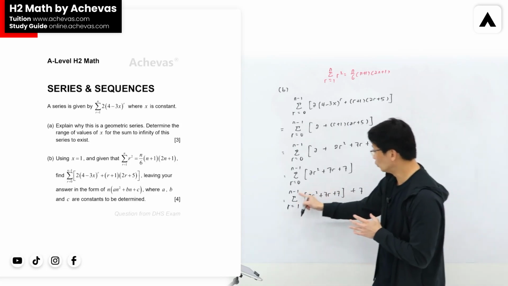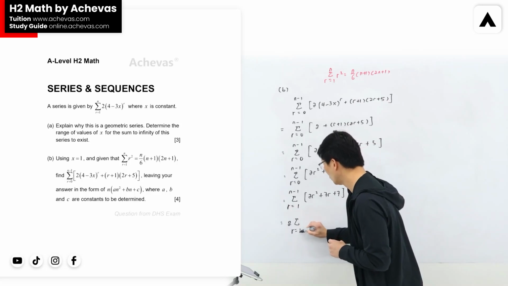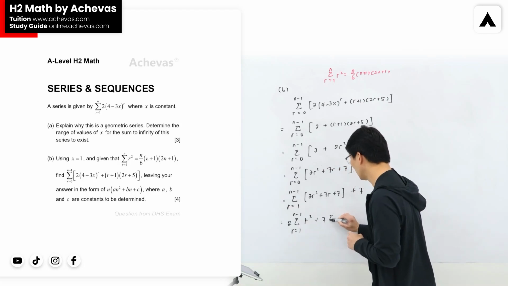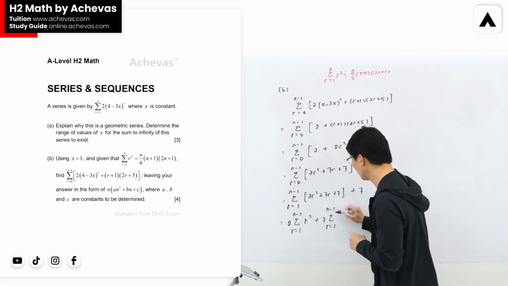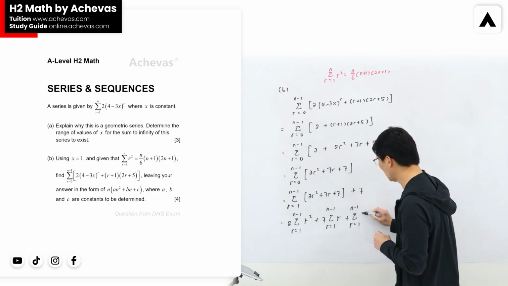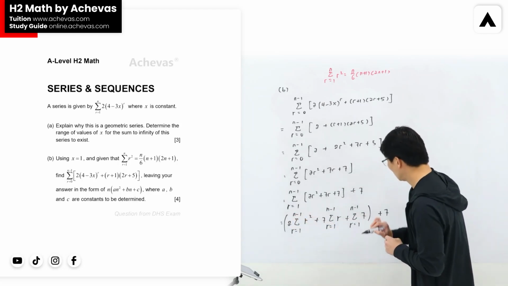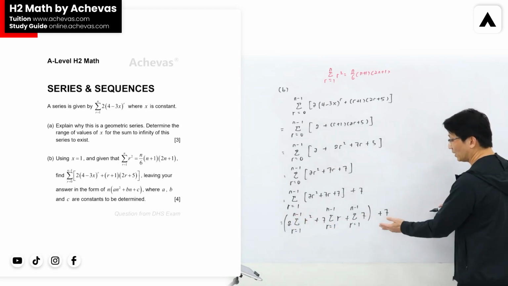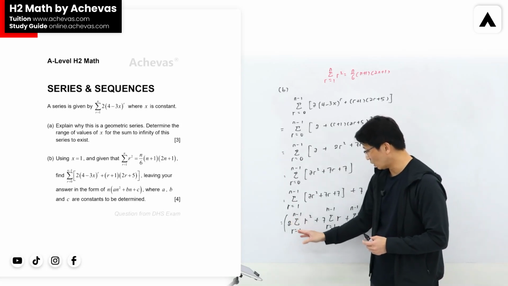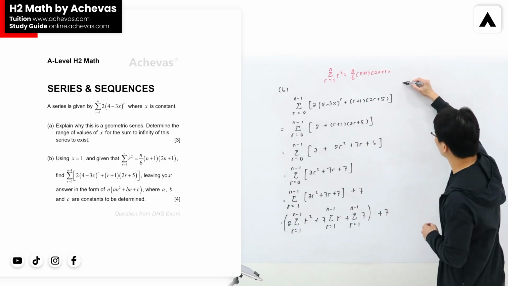Then from here, we are going to break this apart. We will have 2 summation r equal to 1 to n minus 1 of r squared, plus 7 summation r equal to 1 to n minus 1 of r, plus summation r equal to 1 to n minus 1 of 7. And maybe I can just put a bracket here, to show that this plus 7 is by itself. And from here already, we can actually make use of the formula.